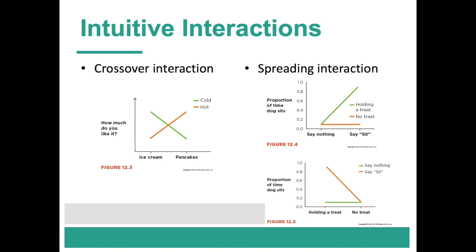These extreme ones are called crossover interactions. It's when you kind of have an X going on. So it starts low and goes high, and vice versa. Spreading interactions is when they may be similar in one condition, but they spread apart. So in general, regardless of whether it's a crossover or spreading, it just means the effect of one variable depends on what group you are in the other.